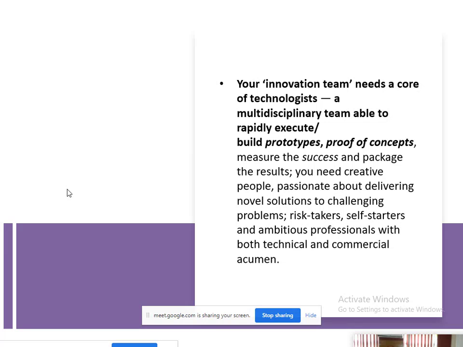And then your innovation team needs a core of technologists, a multidisciplinary team able to rapidly execute or build prototypes, proof of concepts, measure the success and packages. That means, as I have told you, in an innovation team there will be some technologists, some creative members, some communicators. So they will look after their respective things, and technologists will do the prototype part and the technical part. So from this, I would like to hand over to Dilip Kumar Tiwari sir.